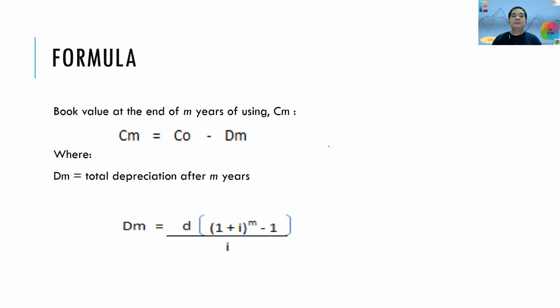So in other terms, your F, or the future value, is CO minus CN. Now, by formula, the book value at the end of M years, CM, is equal to CO, the first cost, minus the accumulated depreciation DM, where DM is the total depreciation after M years and DM is equal to D times ((1 plus I) to the exponent of M minus 1) over I. Still, this is your annuity equation, the future value for an annuity over the number of years depreciated.